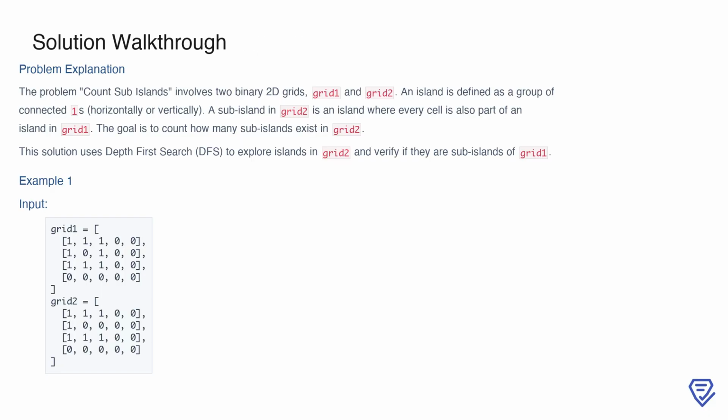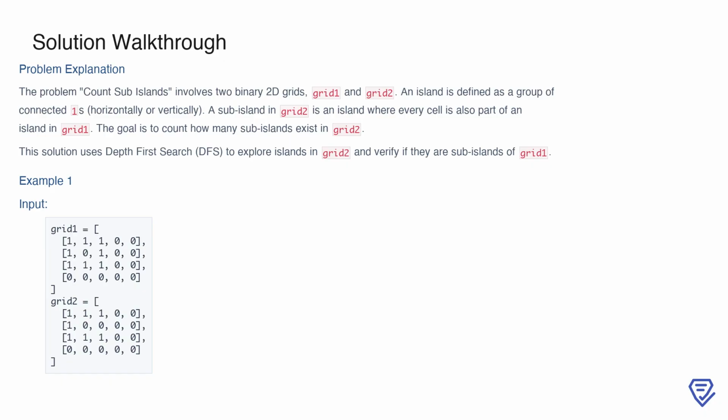In this problem, we are tasked with counting subislands in grid 2 that are entirely contained within islands in grid 1. An island is simply a group of connected 1s in the grid. A subisland in grid 2 means that every 1 in that island must overlap with a corresponding 1 in grid 1. To solve this, we use depth-first search, or DFS, to systematically explore each island in grid 2 and determine if it meets the subisland criteria by comparing with grid 1.